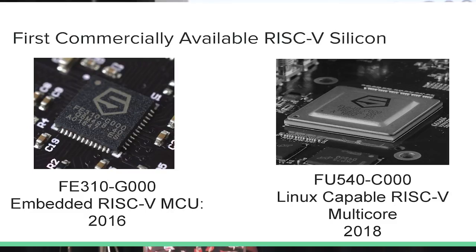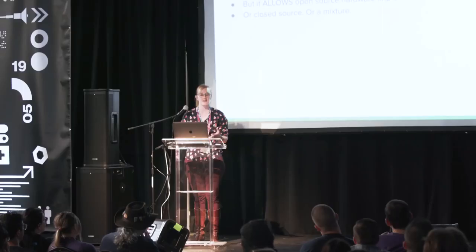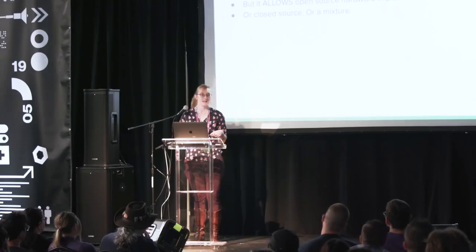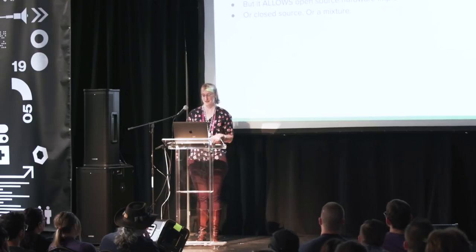So the question is, these are running RISC-V, so are these open source chips? And the answer is kinda. A free and open ISA does not imply open source hardware, but it allows people to make open source hardware implementations, or closed source, or a mixture. The SiFive chips are much open source, but there are things on the chips that are proprietary IP, and those parts aren't open sourced. The RISC-V ISA says do whatever you want. It's fine. Just don't lie and say it's RISC-V when it's not. That's the only thing they'll come after you for.